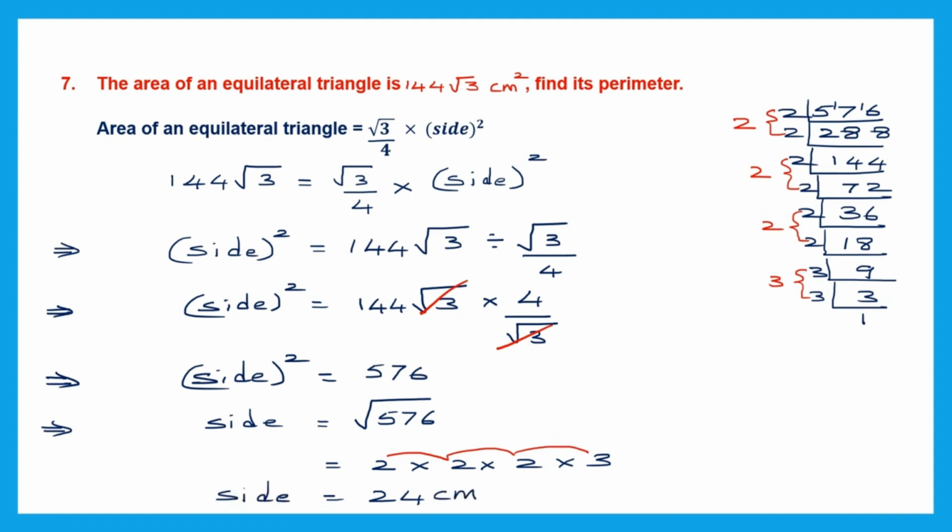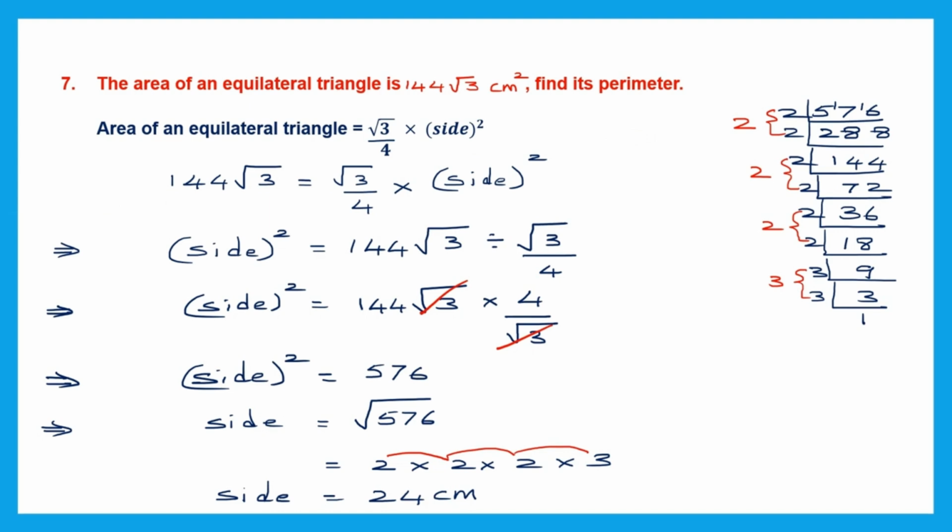Now you have to get your unit from the question. In the question, the area is given there in centimeter square, centimeters. So now the side is 24 centimeters. So now that we have found the side, we can find the perimeter because we have been asked to find the perimeter. And the formula to find the perimeter is simply adding up all three sides of a triangle. That means 3 into side.